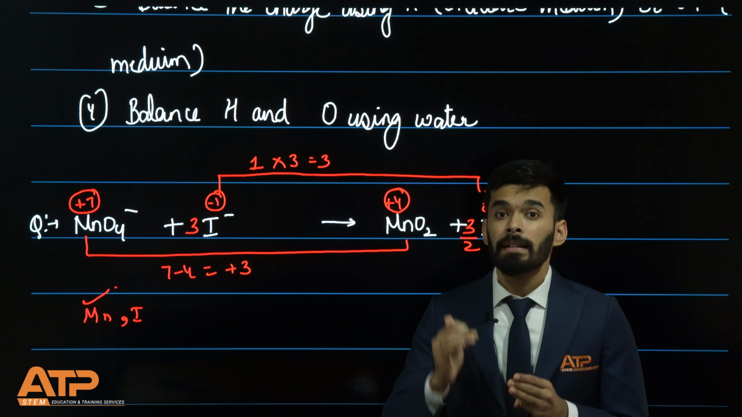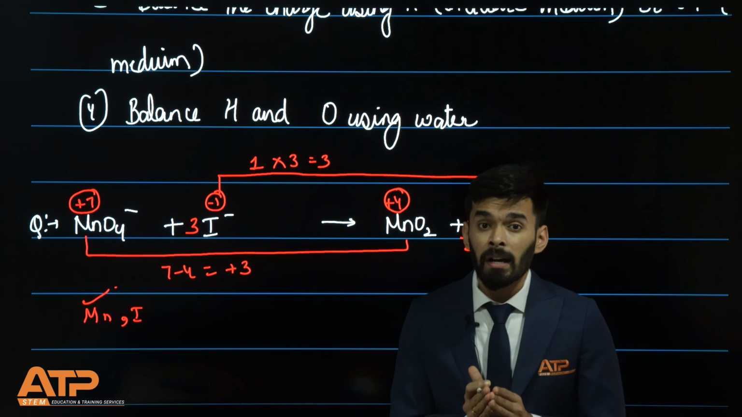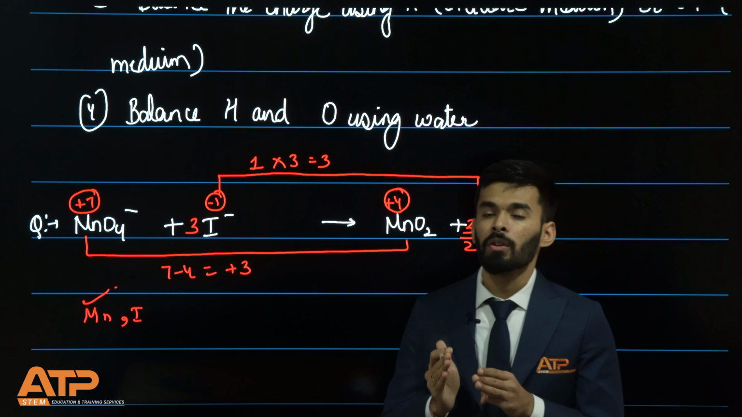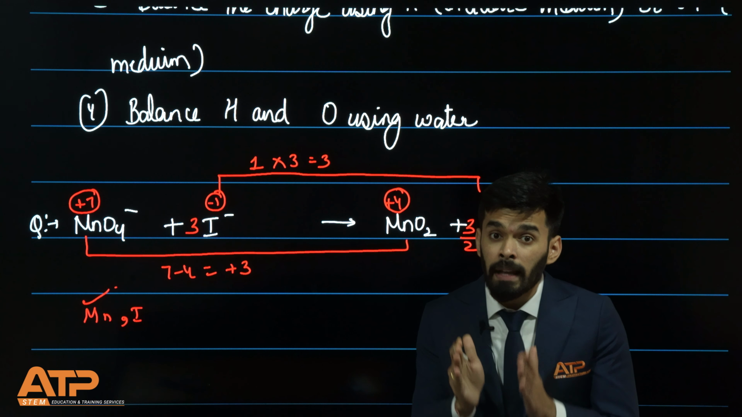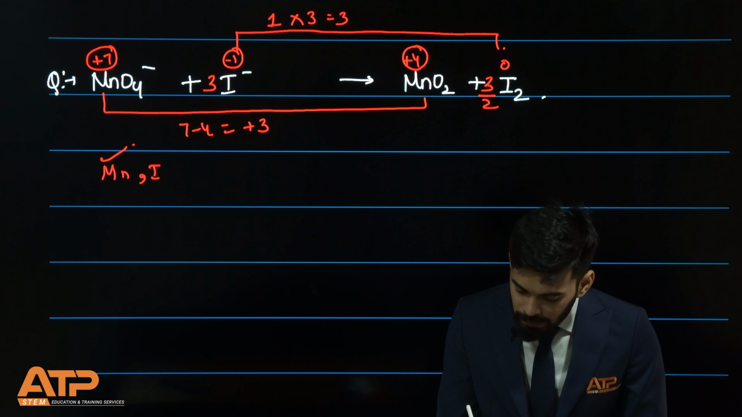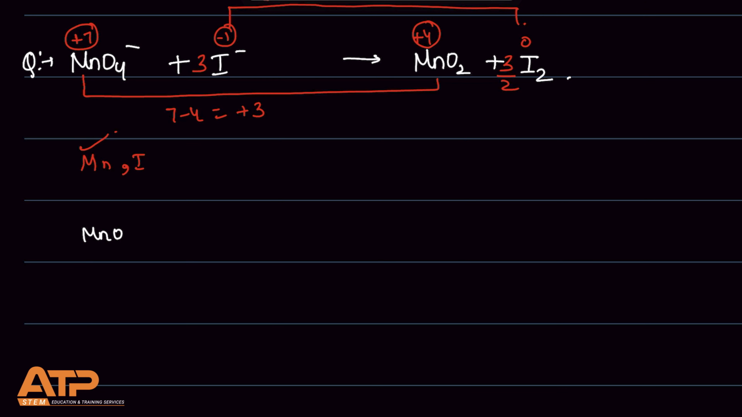The third step depends upon the medium. If the medium is acidic, we will balance charge using H plus, and if the medium is basic, we will balance charge using OH minus. But before doing that, let's calculate the net charge on both half reactions. So I'll very quickly rewrite this equation. So the equation is MnO4 minus plus 3I minus gives MnO2 plus 3 by 2 I2.